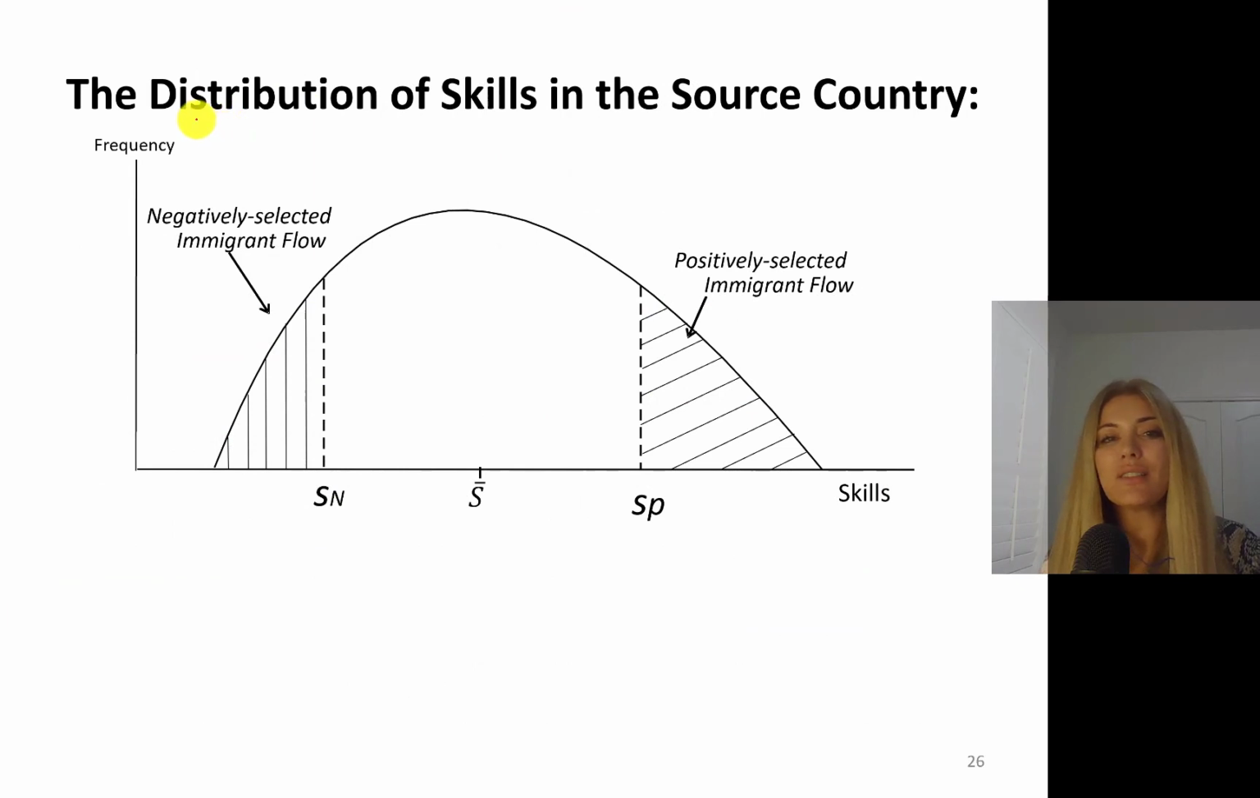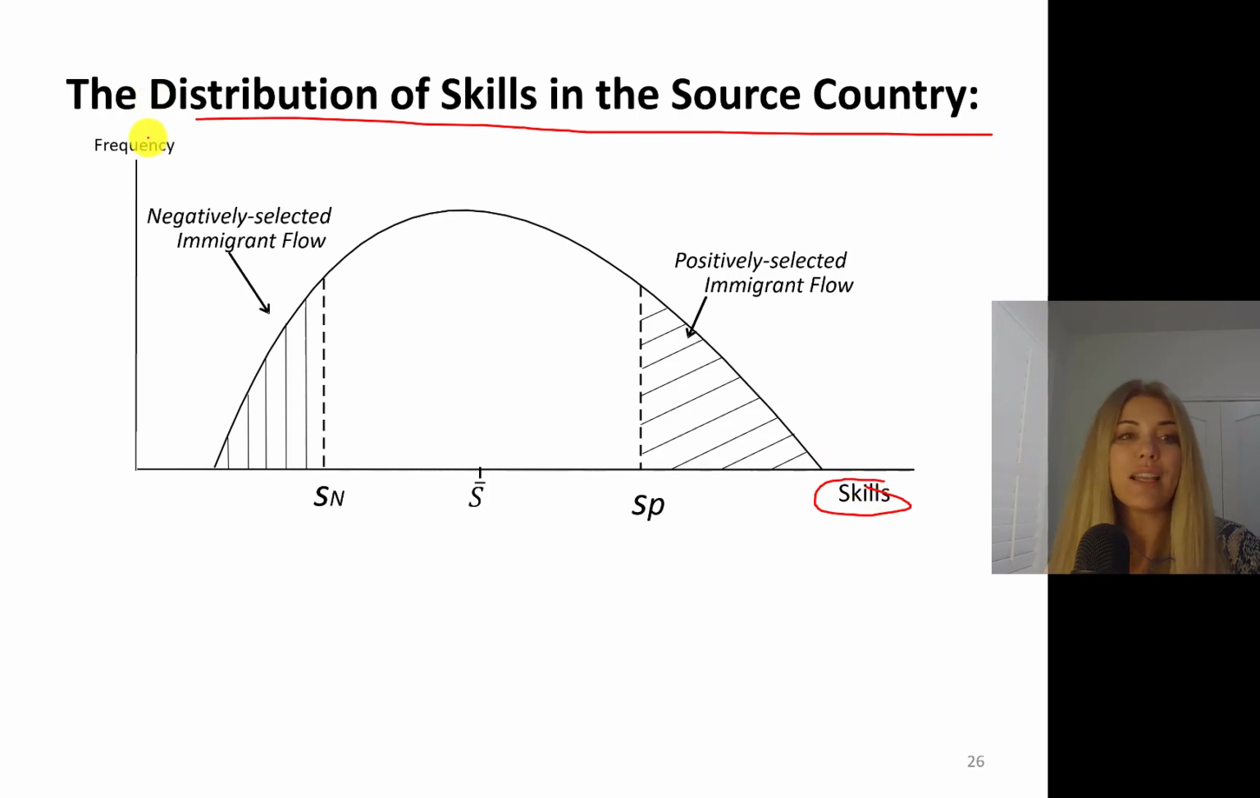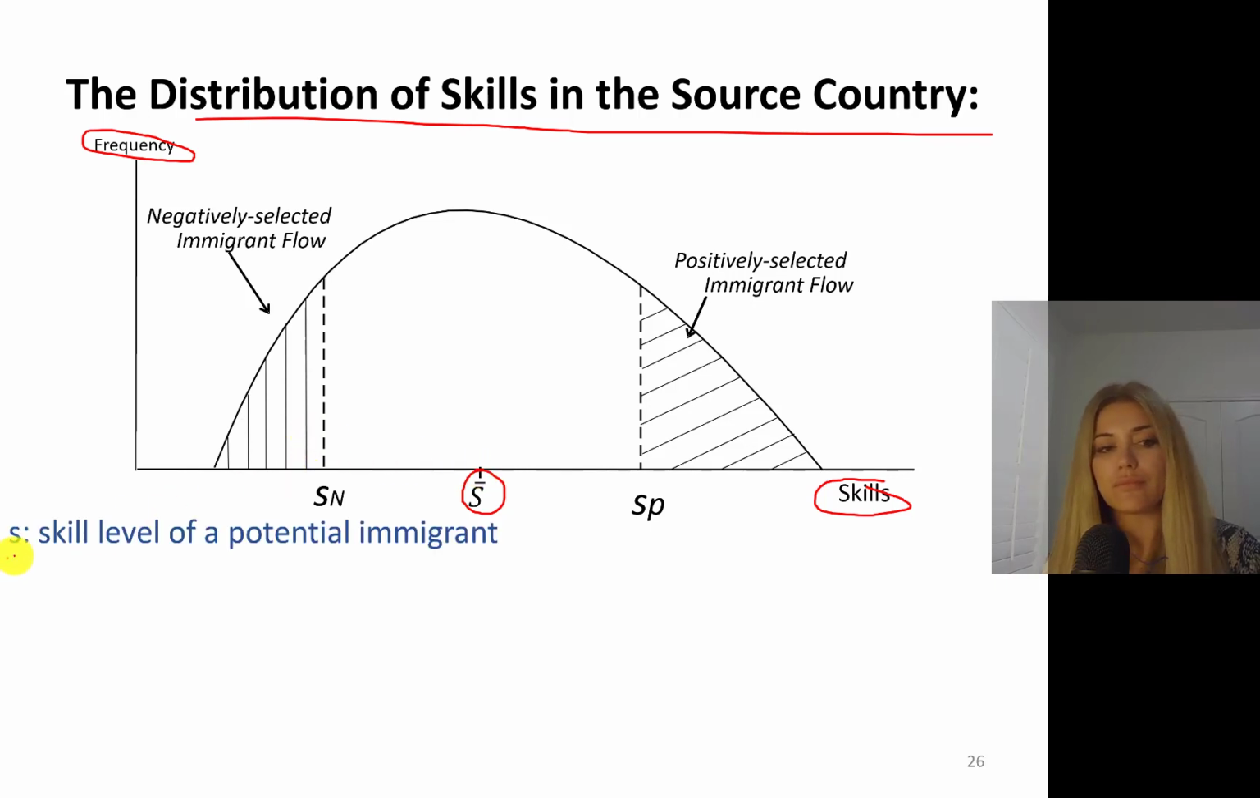So let's take a look at the distribution of skills in the source country. This is the skills distribution. This could be years of education, and frequency is the percentage of people in each skill level. S bar could be the average skill level in a country. S is the skill level of a potential immigrant. This is that distribution.